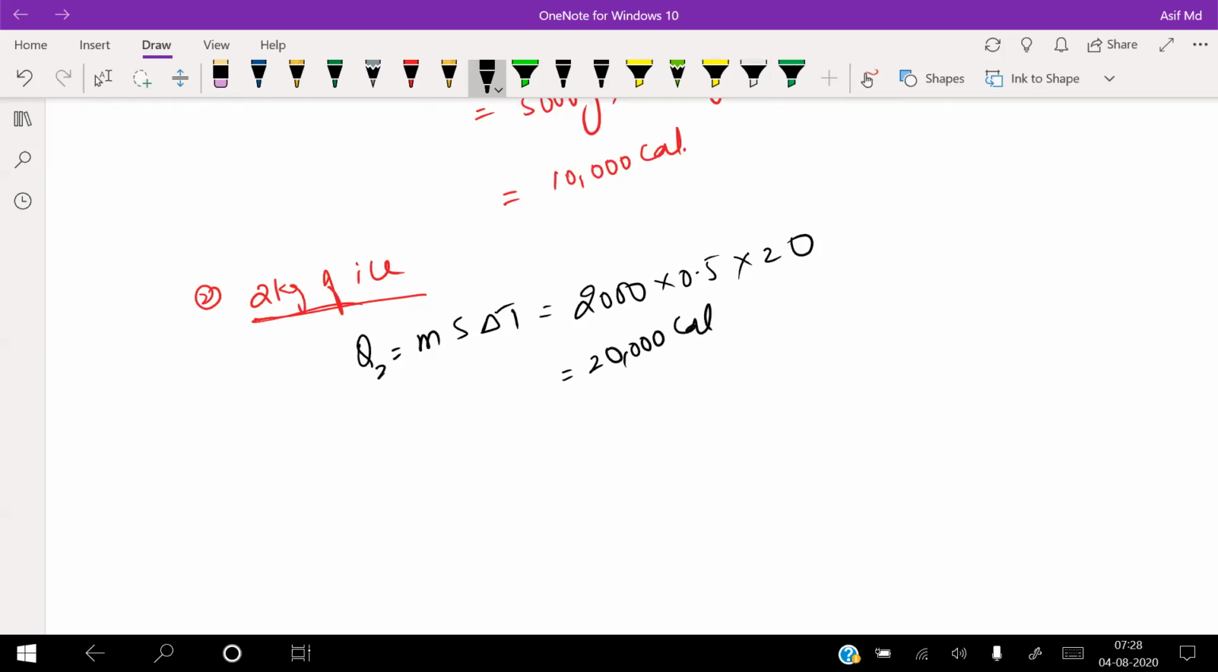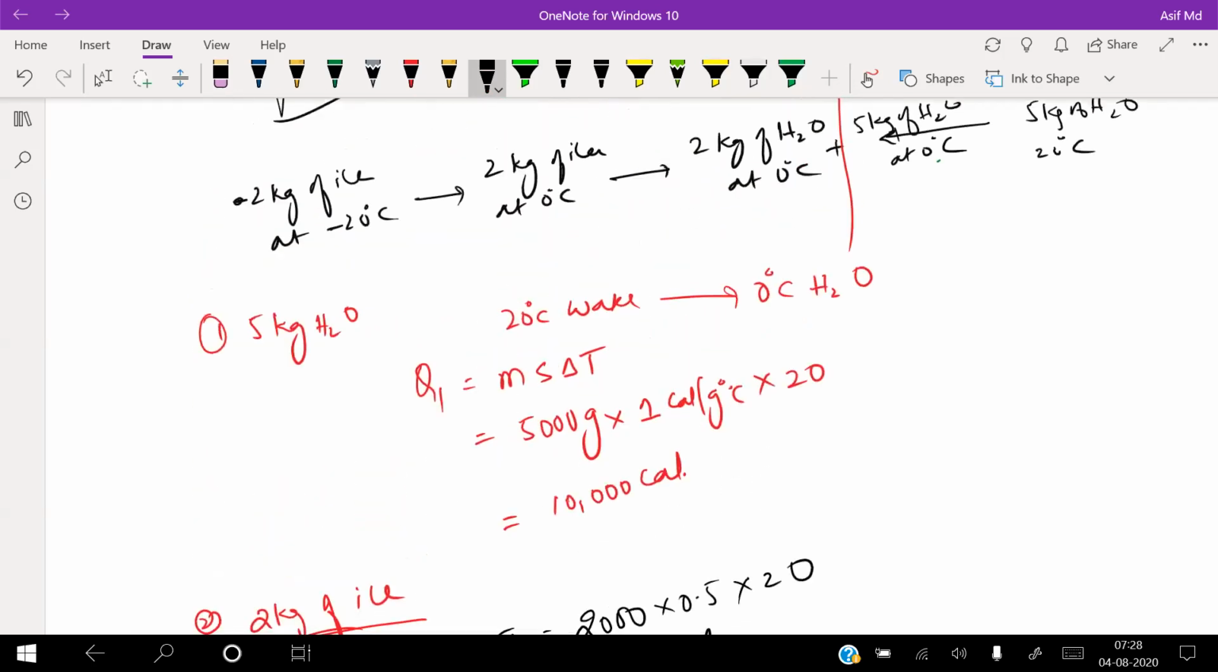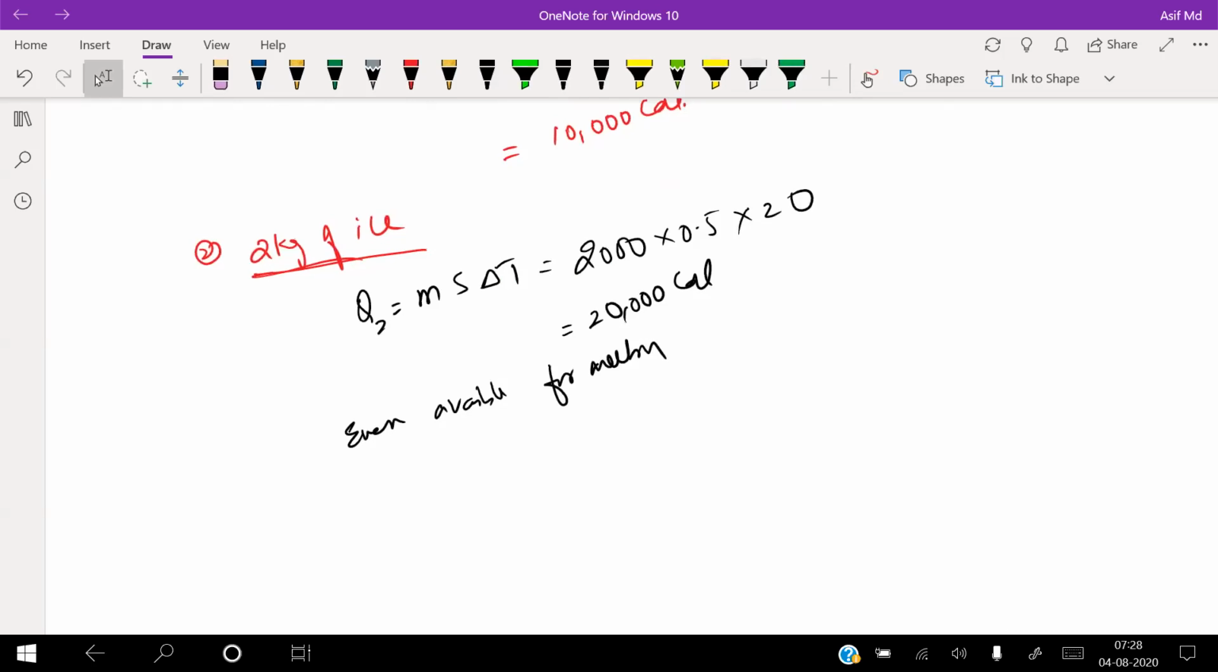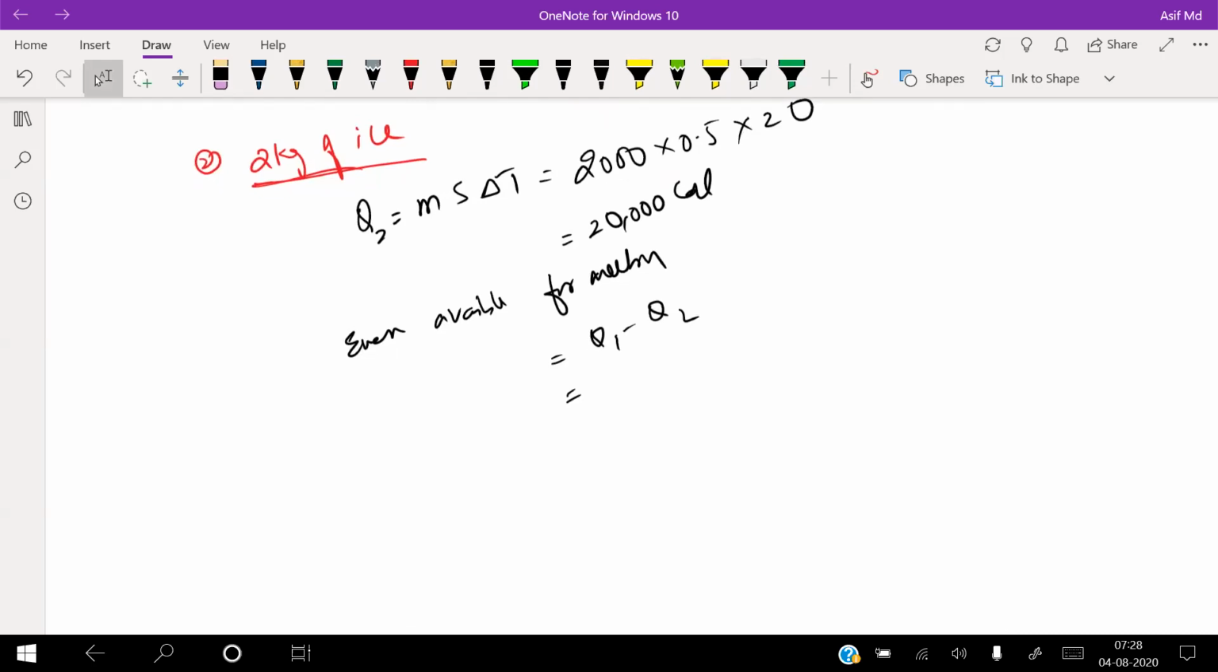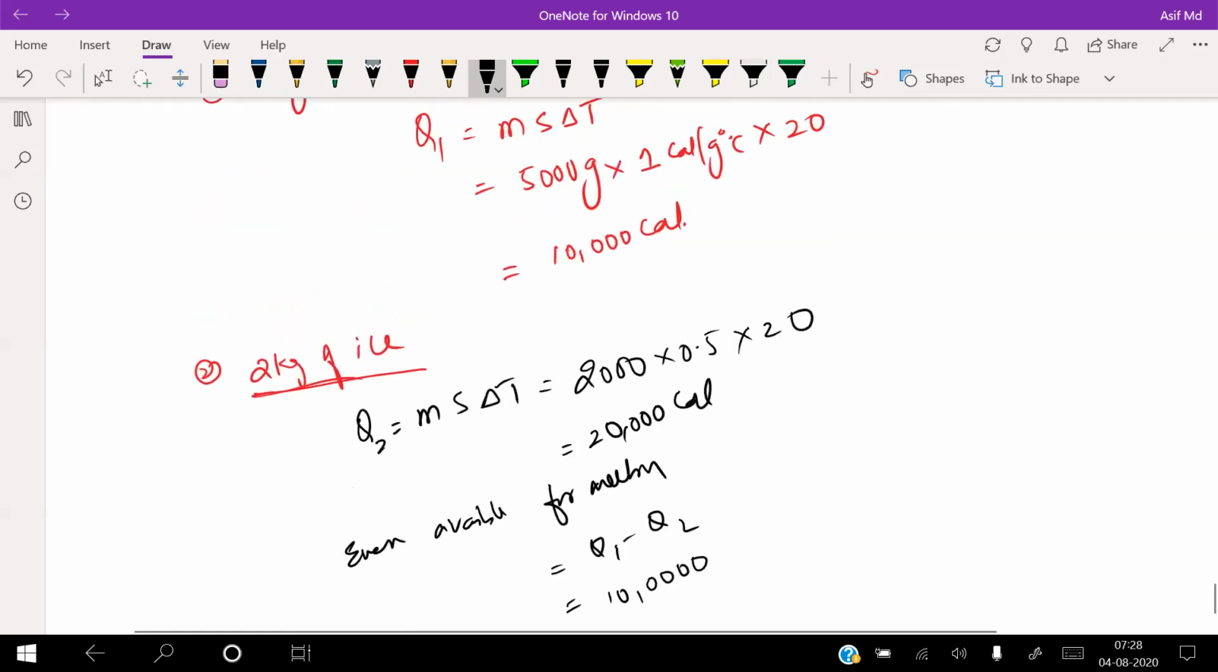Now energy available to melt is how much? See, the water is giving only 10,000 to come to 0 degrees centigrade, and the ice is taking 20,000 calories. That means the amount of extra energy available is Q1 minus Q2. Q1 ఎంత ఉంది మన దగ్గర? 10,000, sir. So 10,000 minus this one.